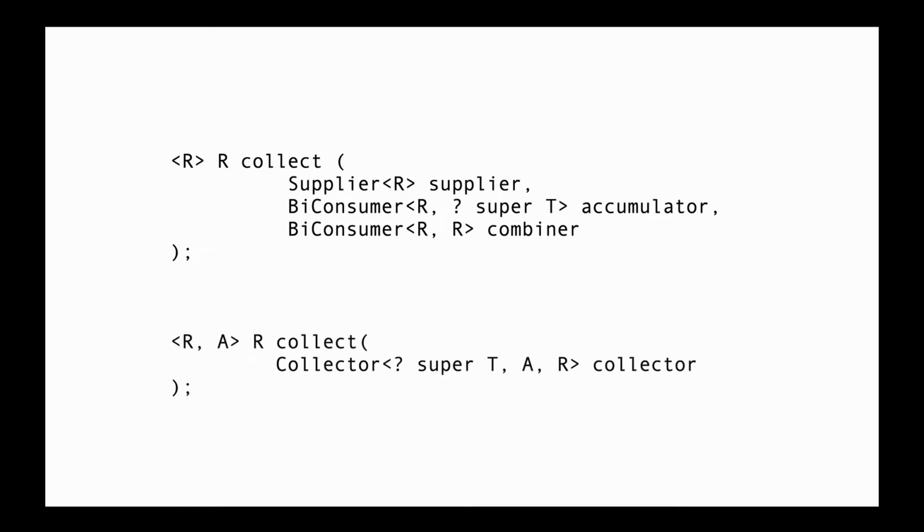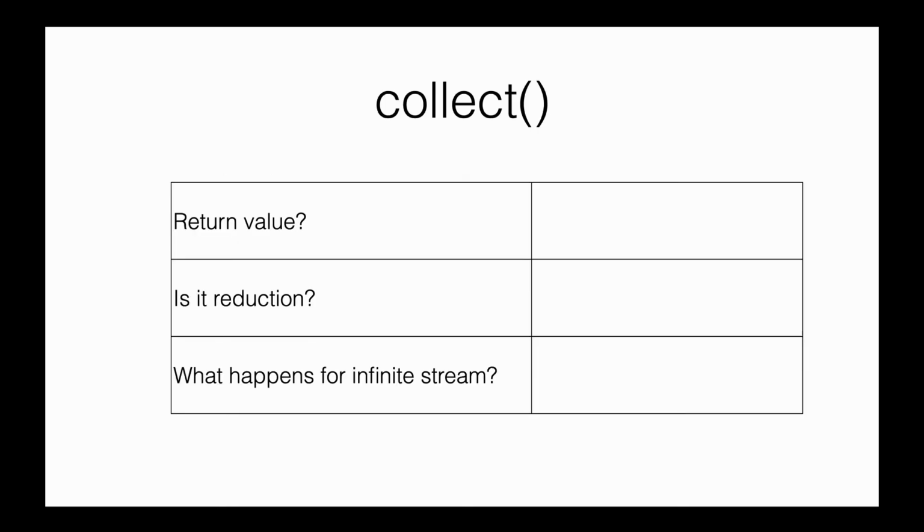The second flavor of collect has only one argument, and that is of the collector type. And we will look into this as well. And like before, we will be answering these three questions for the collect method.